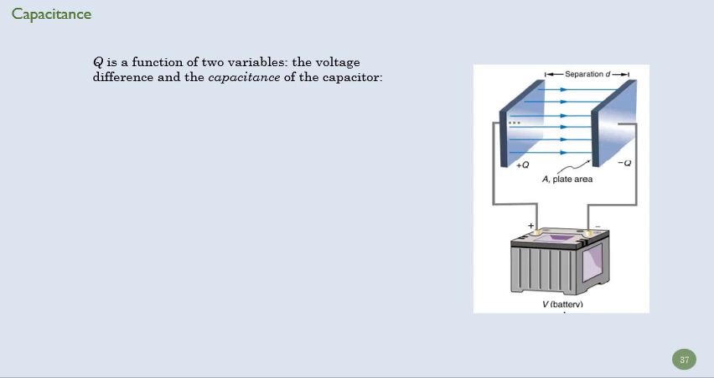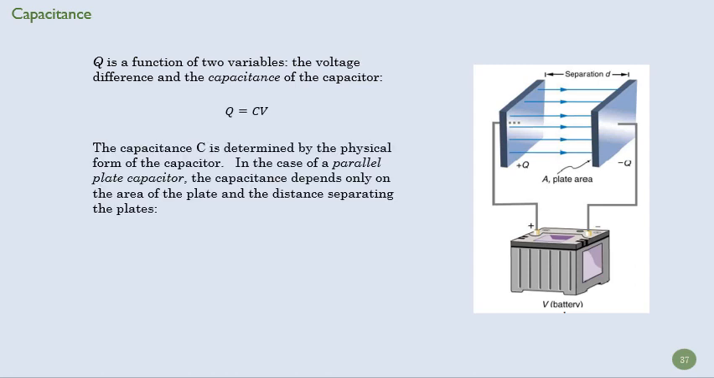So what is Q a function of? It's going to be a function of the voltage difference, as you might guess. If you have a bigger voltage difference in the battery, you're going to be able to store more. But it's also a function of the capacitance. The capacitance is a physical aspect of your capacitor, and we'll talk about that here in a second. So the potential charge of the capacitor is the voltage, in other words, the battery, multiplied by the capacitance.